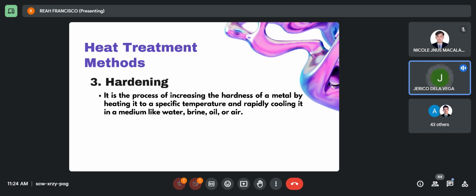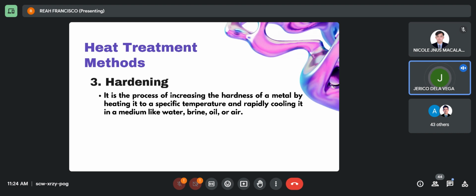The rapid cooling known as quenching is a key step in hardening and is what distinguishes it from other heat treatment processes like annealing or normalizing. The hardening process generally consists of the following steps. The first one is heating. The material is heated to a temperature above its critical temperature but below its melting point. This temperature varies depending on the type of material and its composition.